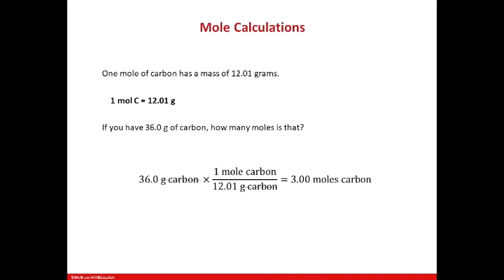We will also practice this. 1 mole of carbon, which is what we were just talking about, has a mass of 12.01 grams. So 1 mole of carbon equals 12.01, and these units are always expressed in grams per mole. If you have 36 grams of carbon, we just did that. You just do the calcs.